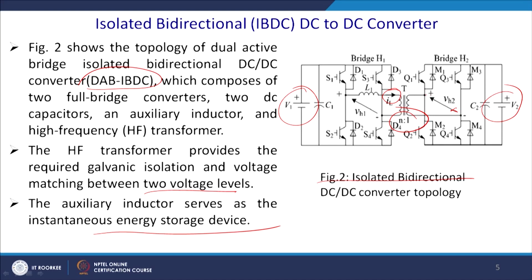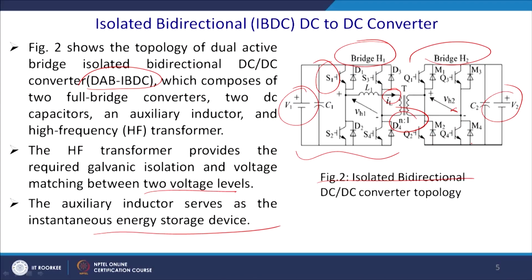So, this is IL, this voltage is VH2, this voltage is VH1, and these switches are named S1, S3, S2, S4. This is the primary side, named bridge 1, but it is bidirectional. You can convert power from this side to this side or vice versa. It is a typical case of battery charging applications. You may feed it from the grid, or you can also take power from the grid, and you have a bridge H2, you have this reference.